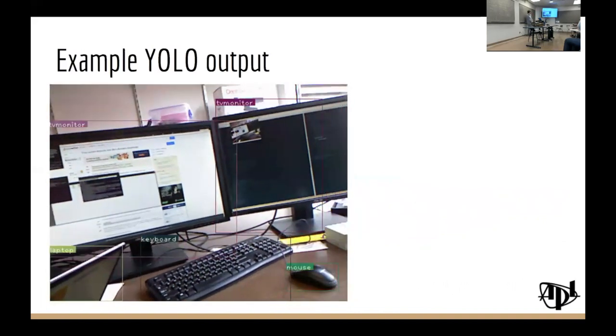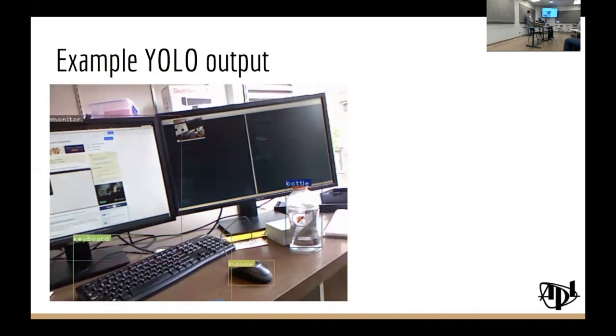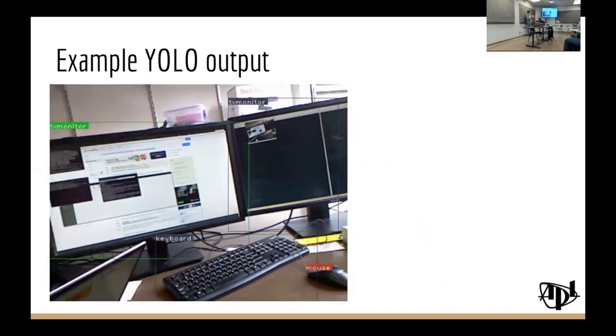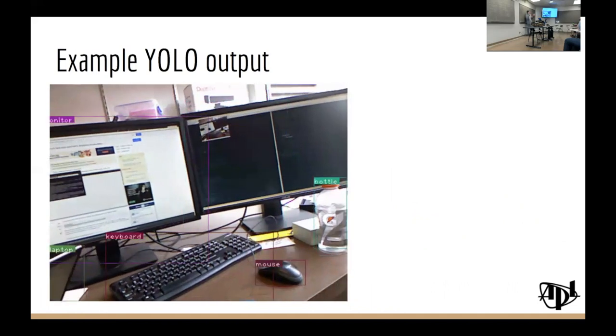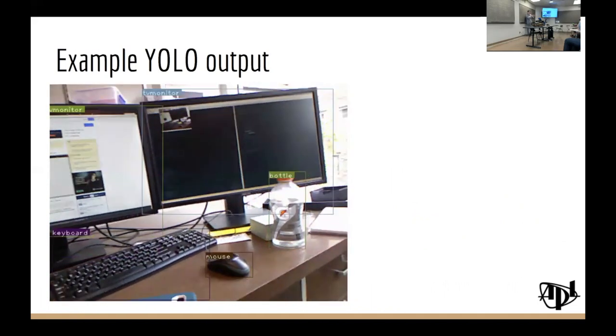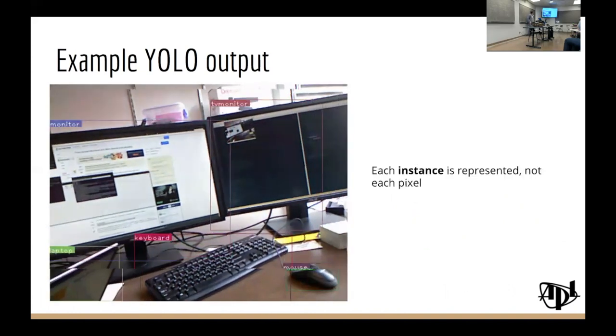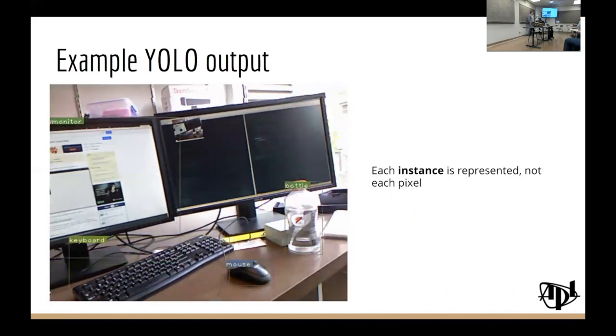Okay, so this is an example of YOLO output, just detecting different features in the environment. In this case, we're not going through different animals. We're just doing fish, so it's just a binary classification. And as you can see here, each instance is represented.